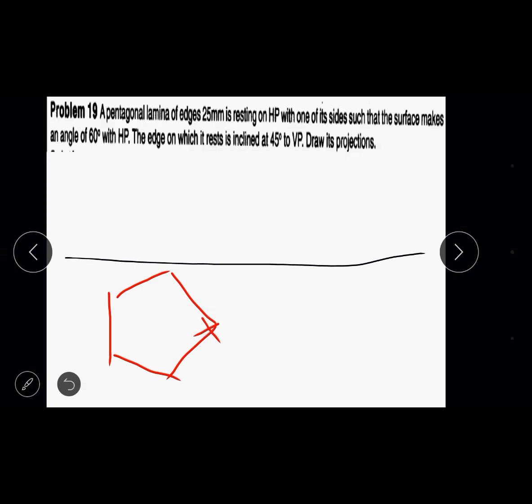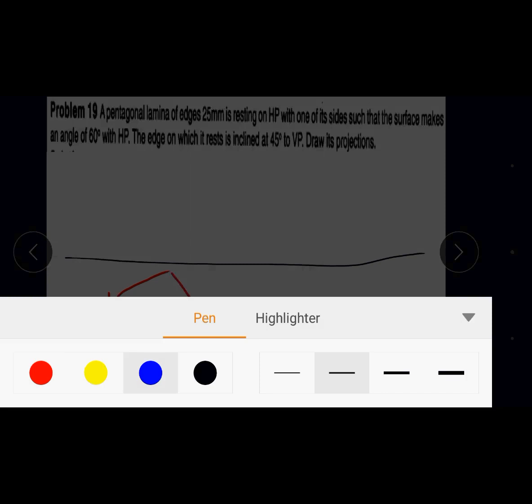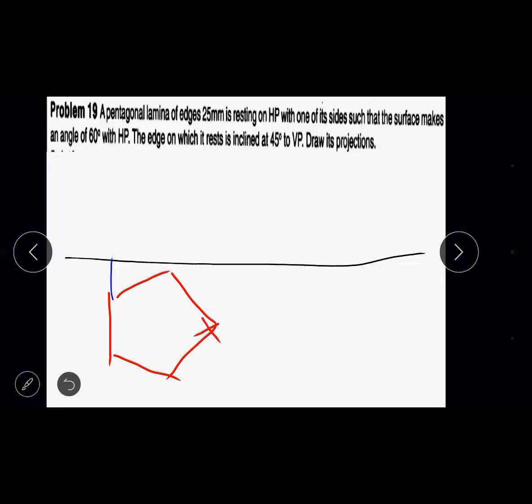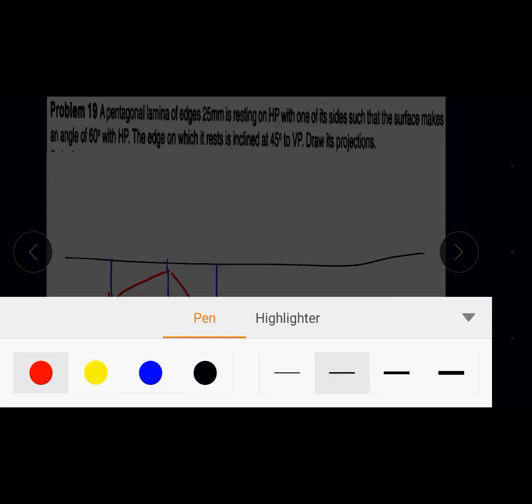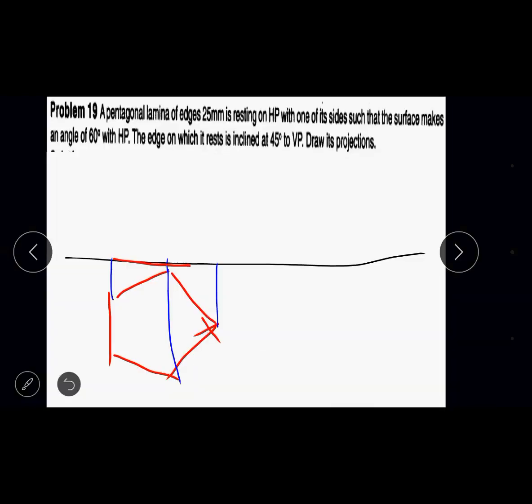So in this way you will get the pentagon. It's a freehand sketch I have highlighted over here. So this is the top view of the pentagon. It is called a regular shape pentagon. Then to get the front view, just draw the projection line. When you draw the projection line, these two will be meeting each other. Then the top view will be a horizontal line. This is the top view of the pentagon.